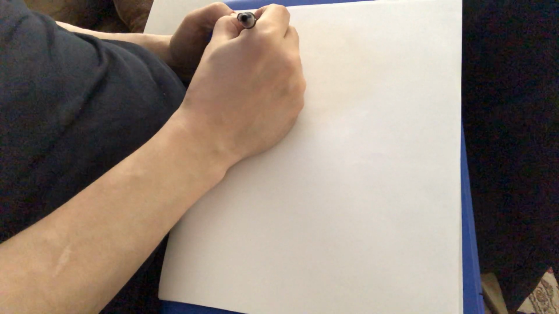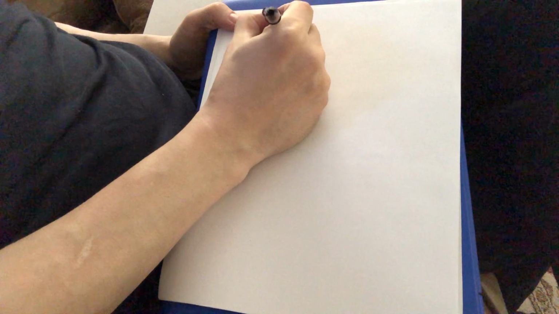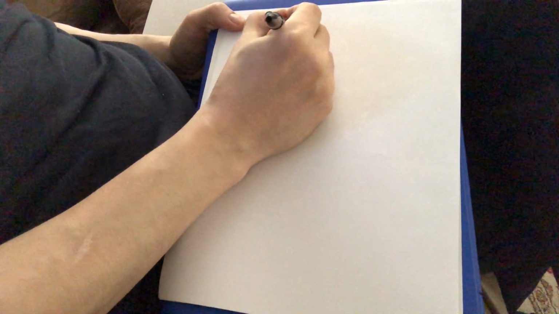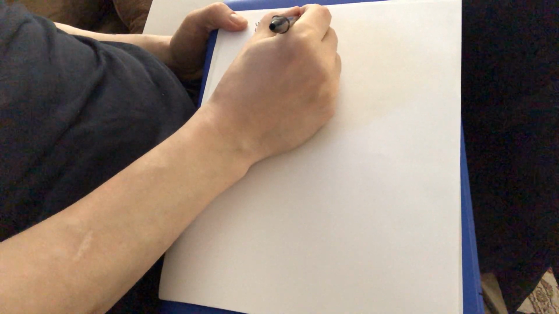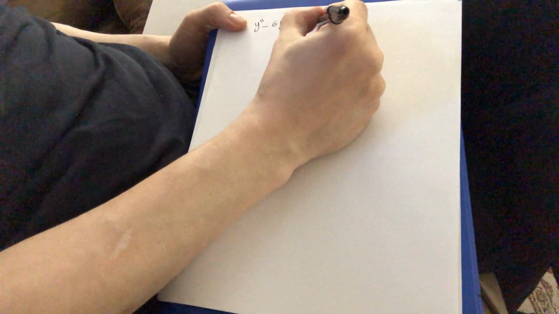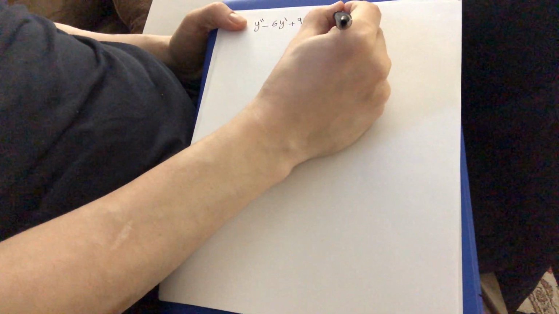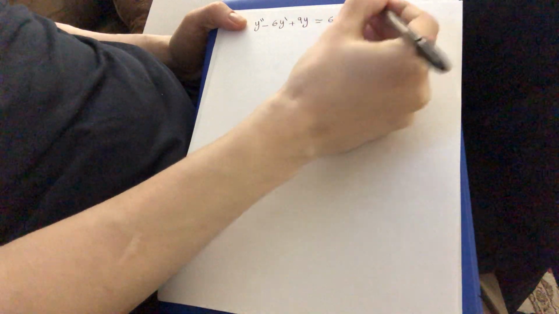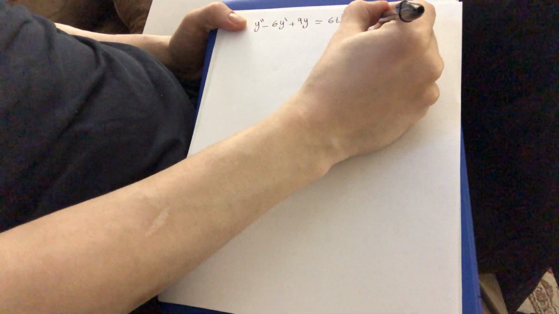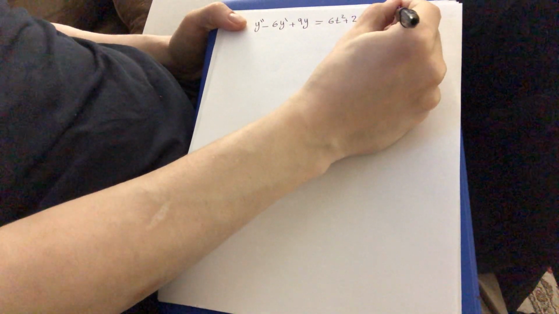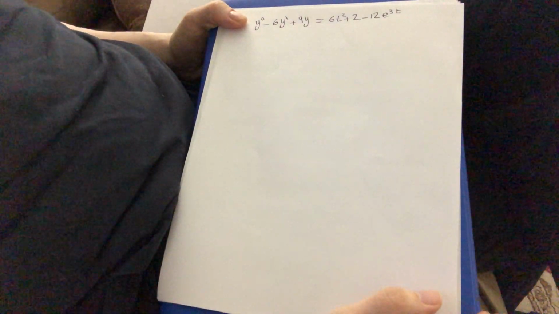I'll do another question so that you can appreciate the idea a little bit. This question: y double prime minus 6y prime plus 9y equals t squared plus 2 plus 12e to the 3t.